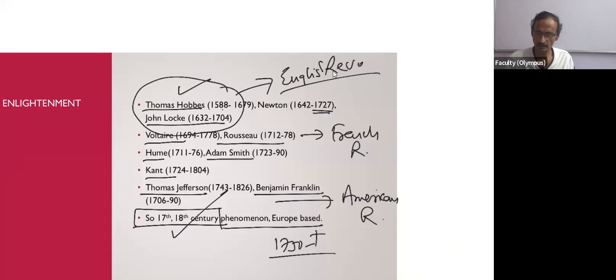Okay, so these are the main events. We'll wait for a minute. Okay, any questions on this? Tell me, are these words clear to you? Because you come across these words very, very frequently. Scientific revolution, enlightenment. Okay, what is the time period and who are the people associated and what is their significance?